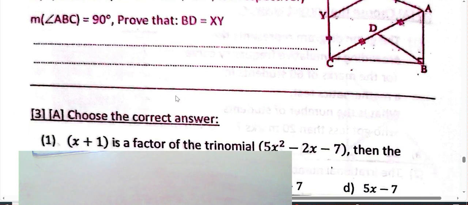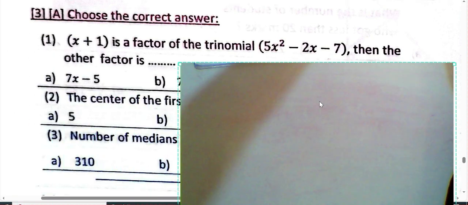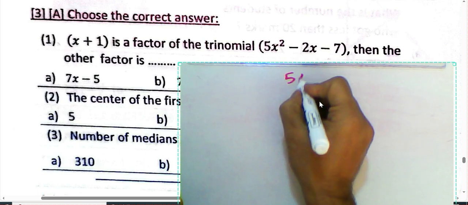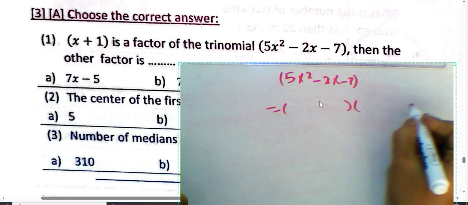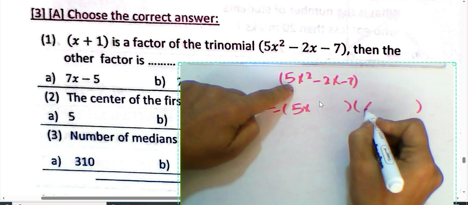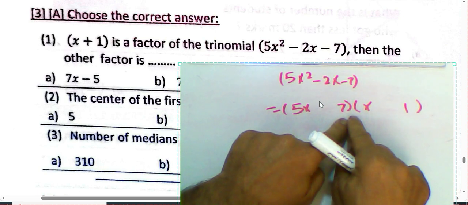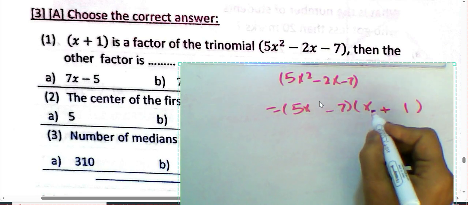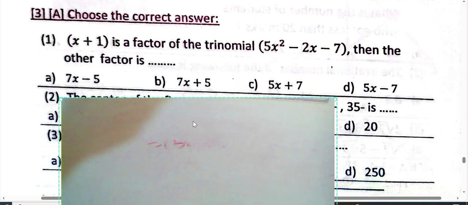Okay. Next question. Choose the correct answer. If x plus 1 is a factor of the expression, find the other. We can factorize the expression right here: 5x power 2 subtract 2x minus 7. Two factors: 5x power 2 is 5x times x. We know 7 equals 7 times 1. 1 times 5 is 5, 7 times x is 7x. The difference between them equals negative 2x, so one is negative and one positive. Then 5x minus 7 and x plus 1. It shows the other factor from the solution.